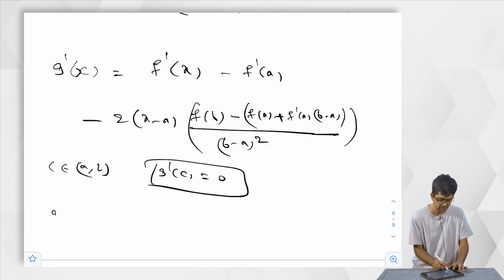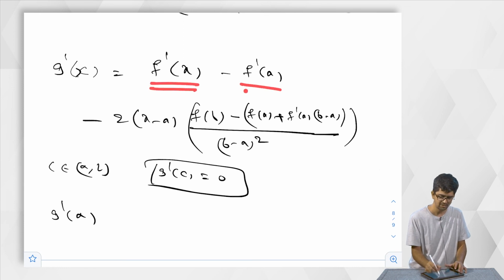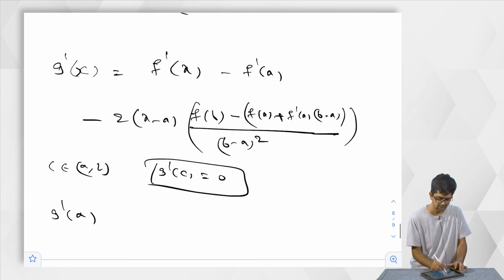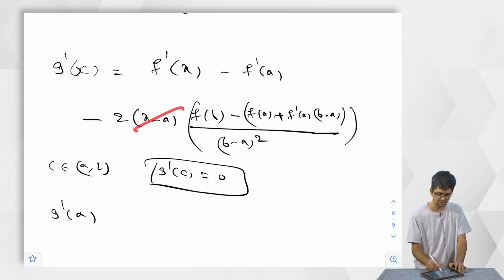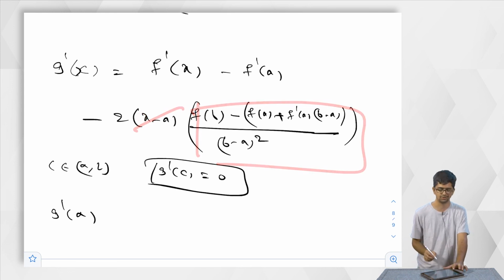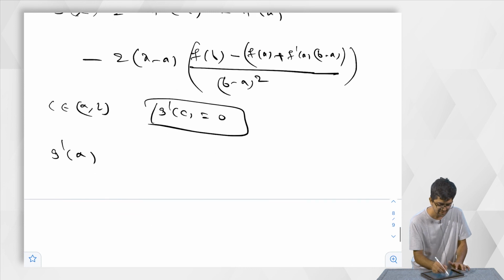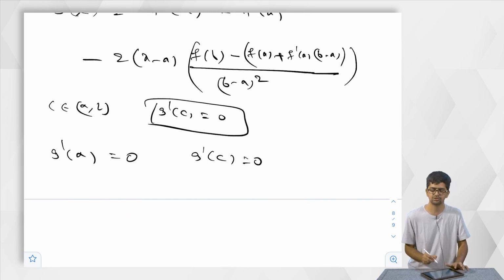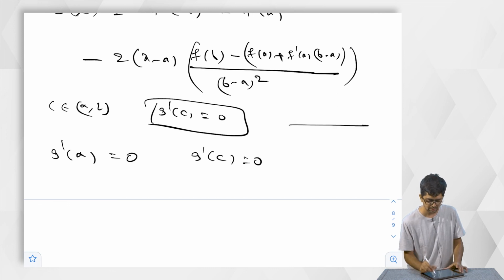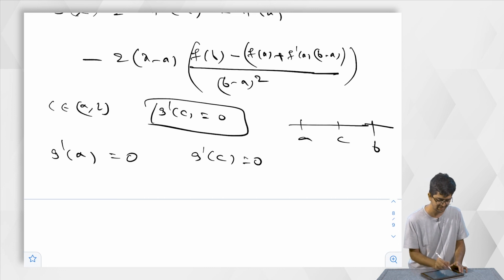What is g dash of a? That is f dash of a minus f dash a, that is 0, and if I put a here, this is 0, this is simply constant, so that goes. So g dash a is 0, we know g dash of c is also 0, and a is here, c is here, and b is here, that is what it means, right? C belongs to a b means this.